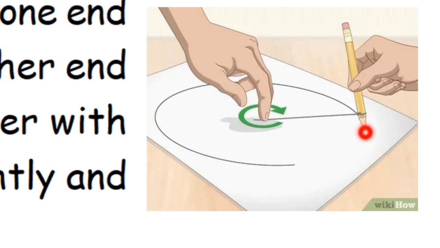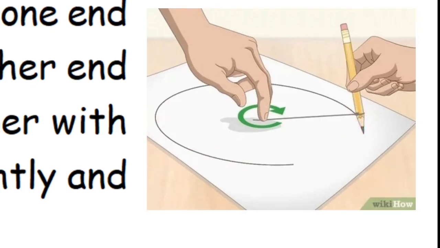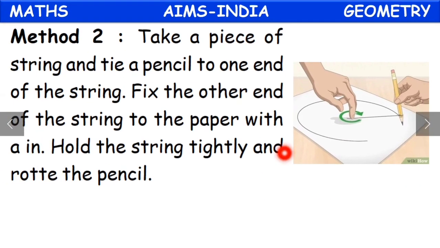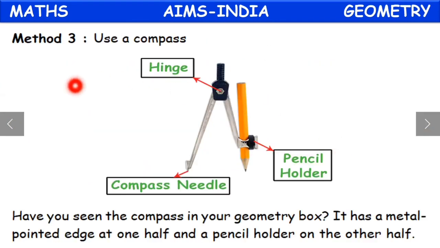If you are starting at the point A, then again you have to complete or end your rotation at point A itself. So when you complete such a rotation, then you will get a perfect circle. So this is our method 2. With the help of a string, we can draw a perfect circle.